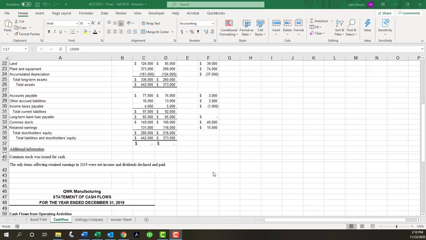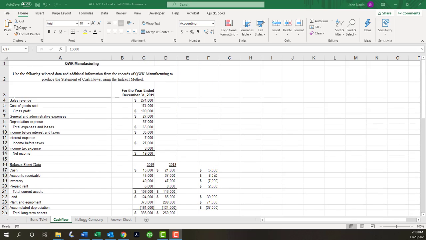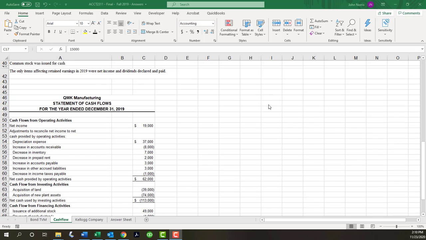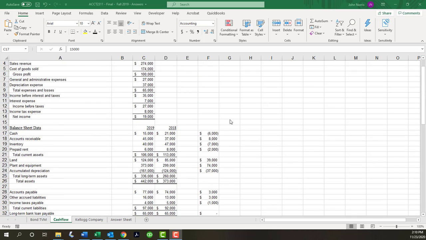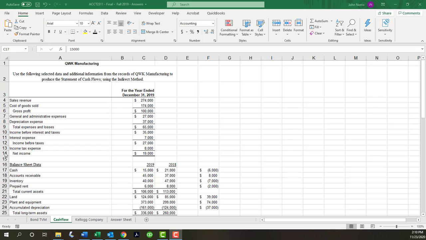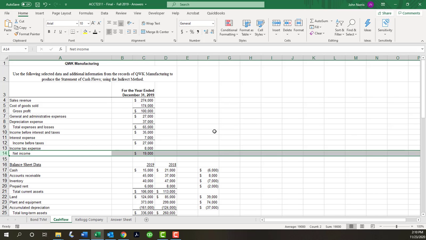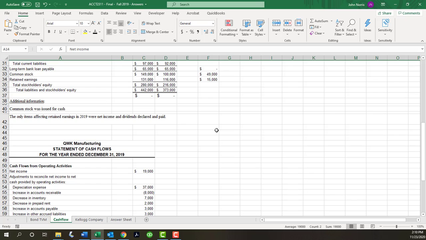So this is to do the indirect method. It says here, use the following select data and additional information to produce the statement of cash flows using the indirect method. So we start with net income. Net income from the income statement here, row 14, is $19,000. To that, under the indirect method, we're then going to make a series of adjustments to reconcile net income to net cash provided by operating activities.